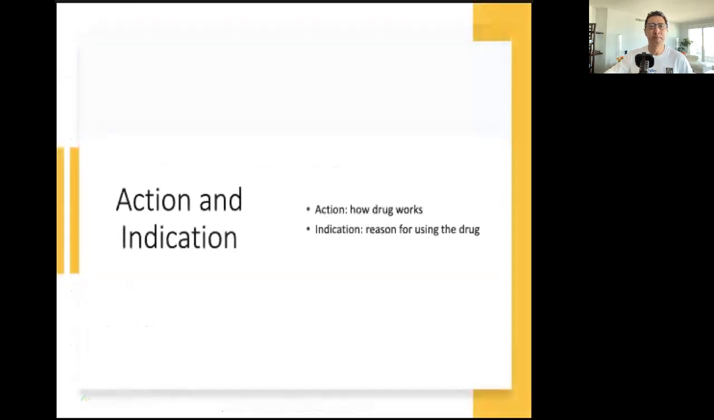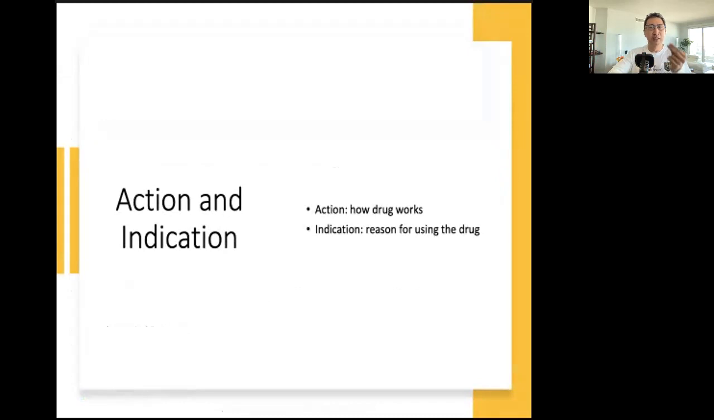Here's a big one: action and indication of a medication. Action is how the drug works. Indication is the reason for using this drug. So when you get to your clinical setting, this is how you're going to administer this medication.